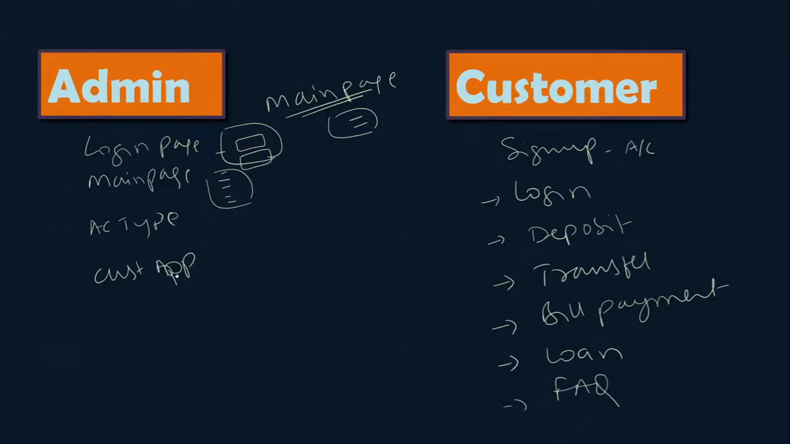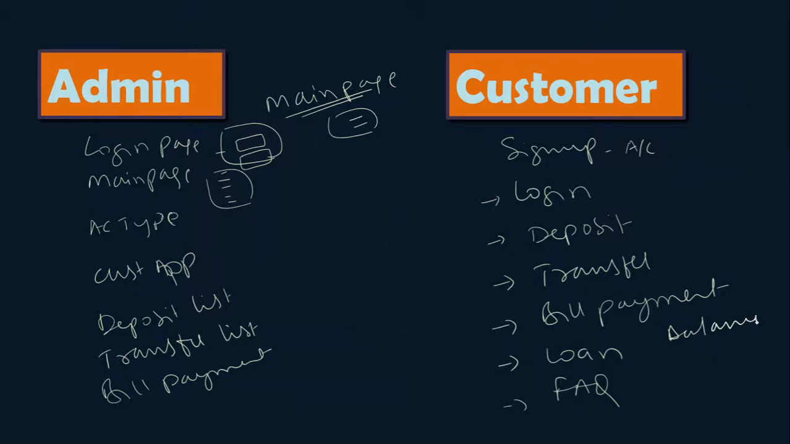So for customer applications, this is the approval. After that, you can see the deposit list, the overall deposit of money. Then the transfer list, what transfers happened, that list will be there. Then bill payment, and also you can provide the balance, to check the account balance. And then FAQ, the frequently asked questions. Here you can enter the data, and here they will be able to view the list.